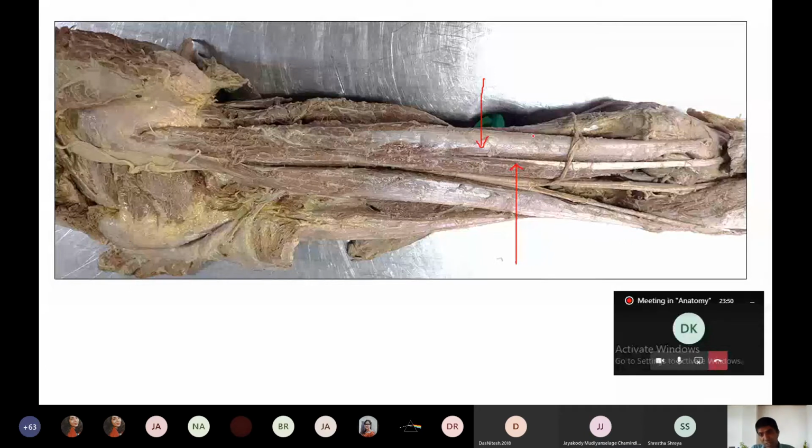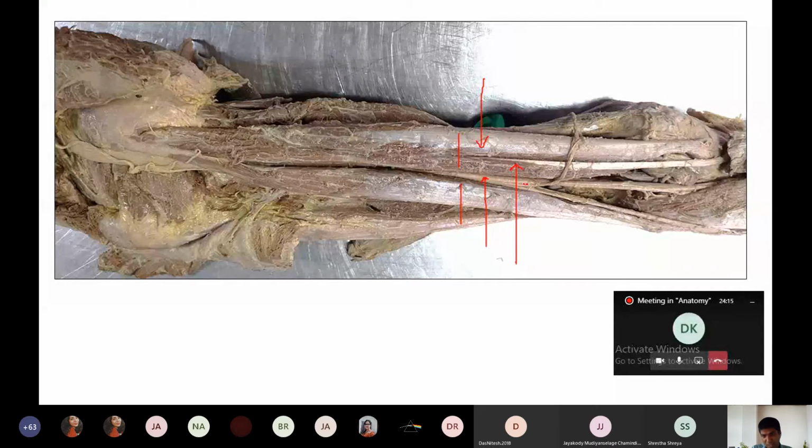Okay, and after this you can see a structure lying between these two groups of muscles, the lateral group and the medial group. Sometimes we may point a pin here. So which structure is this one, can you tell? This one is the tibial nerve. Okay, this structure is not tibial, yeah. This one is the sciatic nerve.